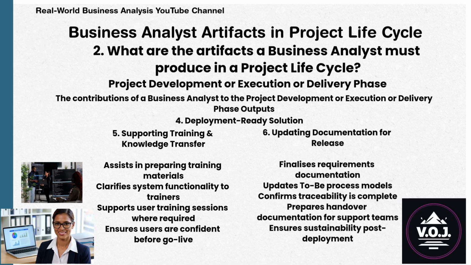6. Updating documentation for release. The BA finalizes requirements documentation. Updates the process models. Confirms traceability is complete. Prepares handover documentation for support teams. And ensures sustainability post-deployment.